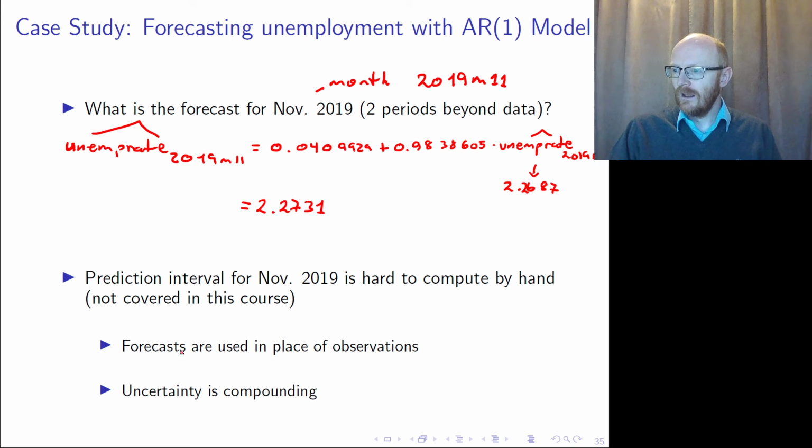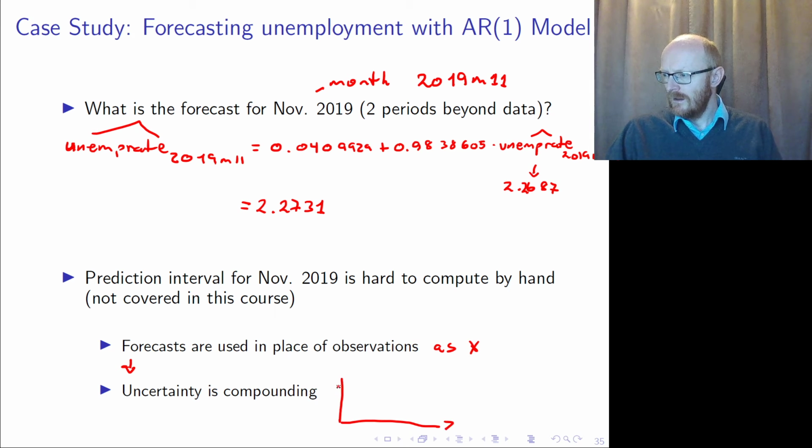So when forecasts are used in place of observations as X variables, the uncertainty is compounding. For example, you have this process, this Y, and this time, and you have these true values. These are true values.